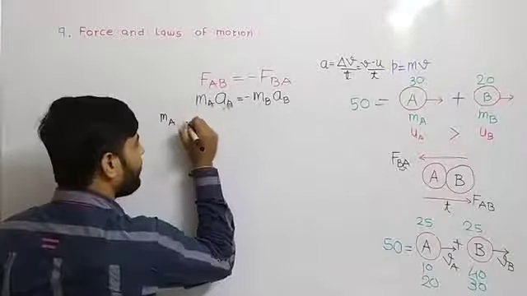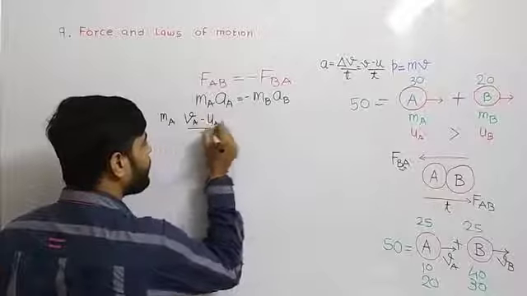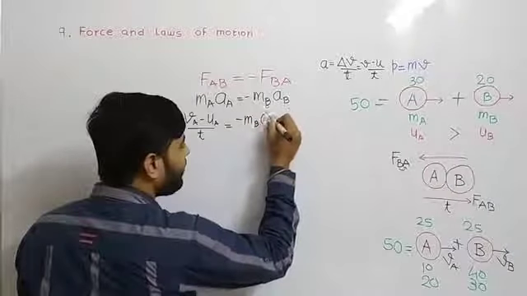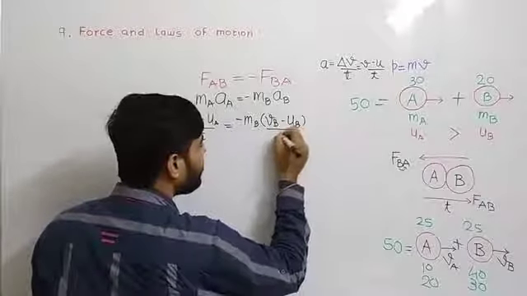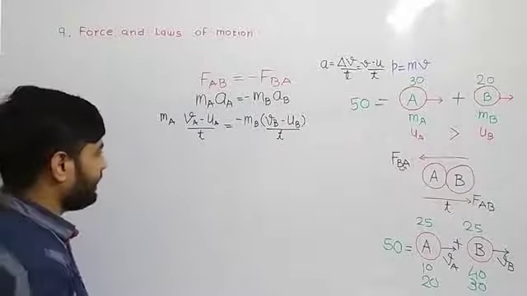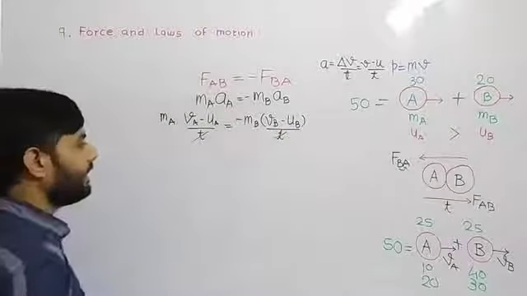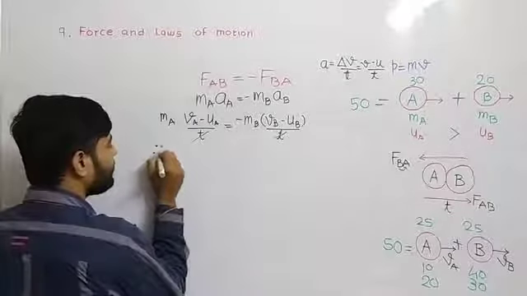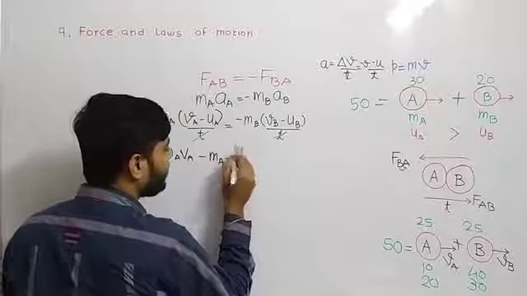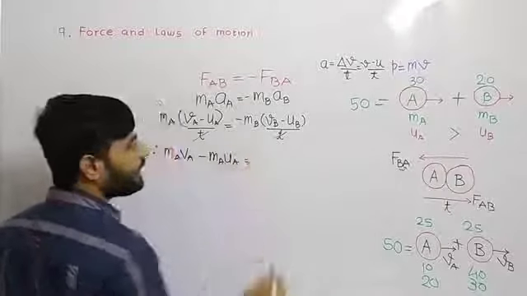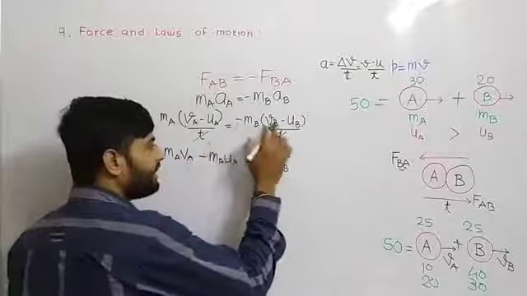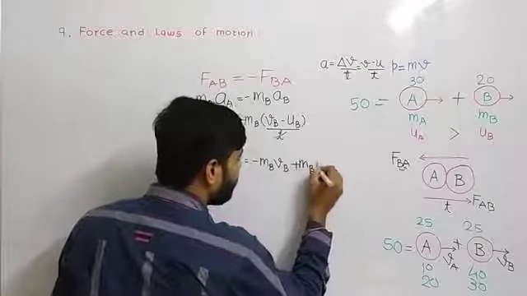So I can write here (VA minus UA) divided by T is equal to minus MB (VB minus UB) divided by T. So I hope you can understand. If I cancel this T and write MA into VA minus MA into UA is equal to minus MB into VB, this minus minus becomes plus, MB UB.